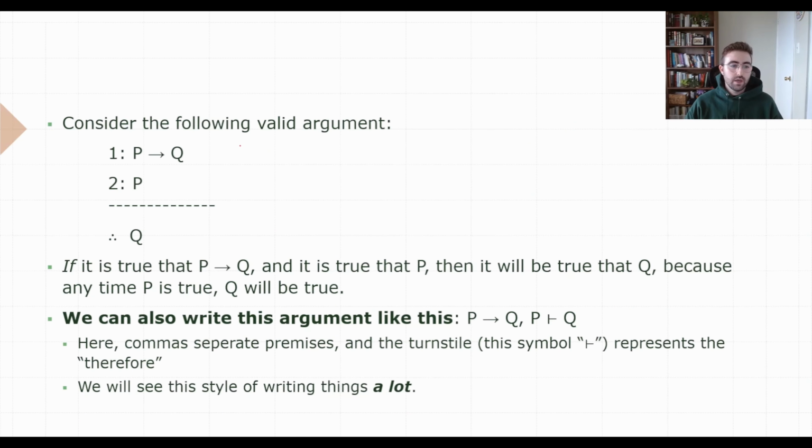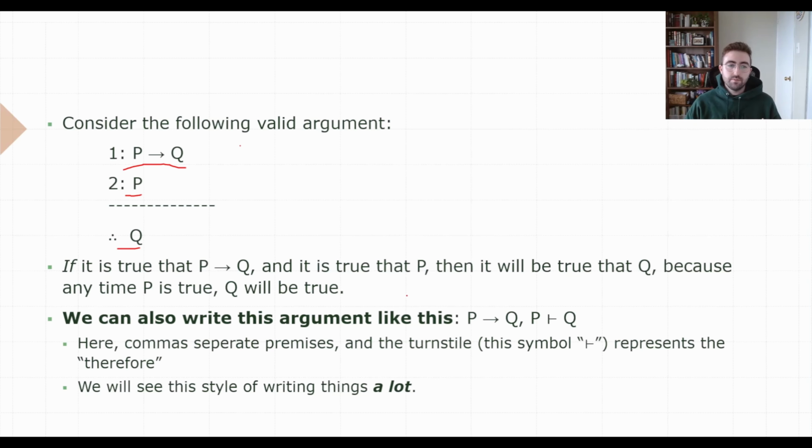Okay. So let's consider the following argument form. We know it's valid. Our premises will be if P, then Q, and then our other premise will be P, and then the conclusion will be Q, right? And we know this is valid. We know that if it's true that if P, then Q, and it's also true that P, well, then therefore Q will have to follow, right?